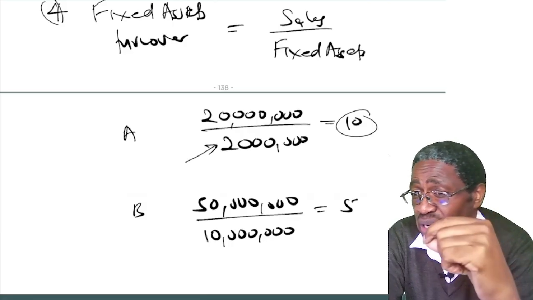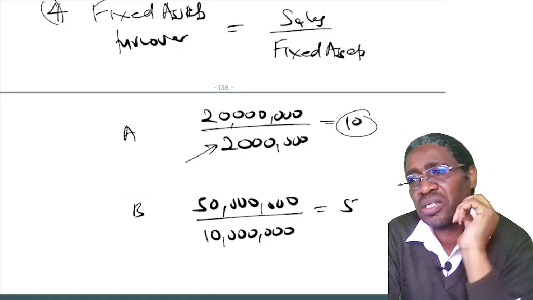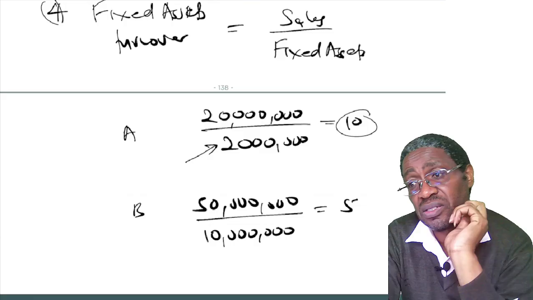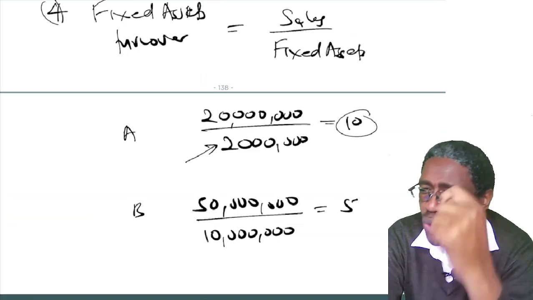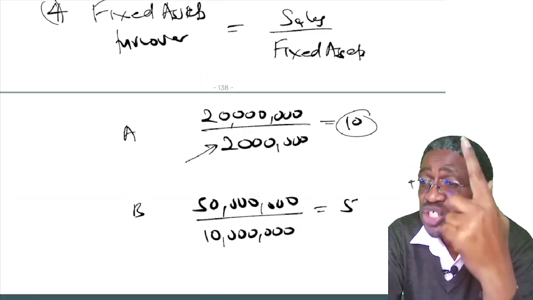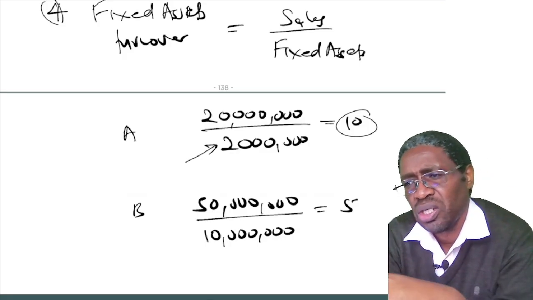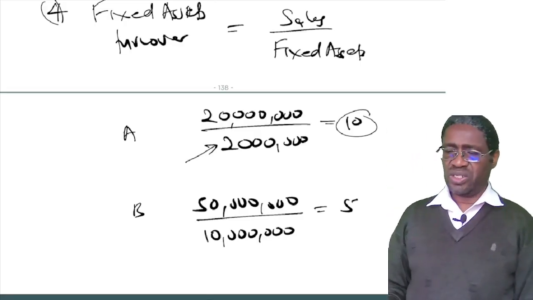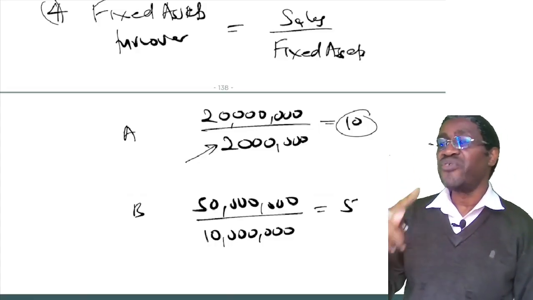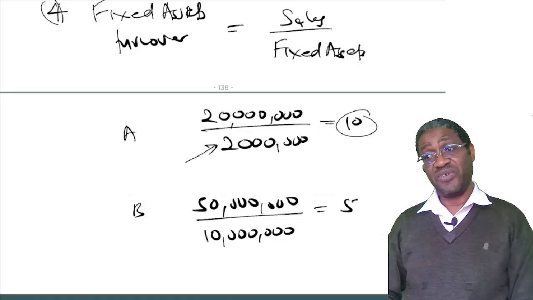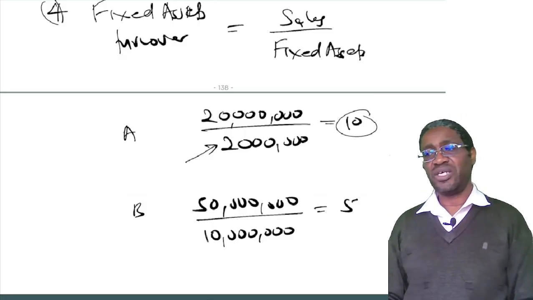So for every shilling company B puts into fixed assets, that 1 shilling is able to generate 5 shillings as sales. Company A, for every shilling they put into a fixed asset, that 1 shilling is able to generate 10 shillings as sales. So company A is better. That is the indication of this ratio: how much you as a company are able to generate as sales from every shilling invested in the business as a fixed asset. The higher the ratio, the better the firm.